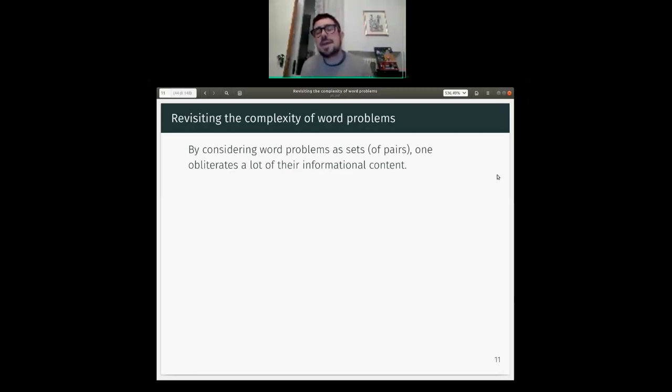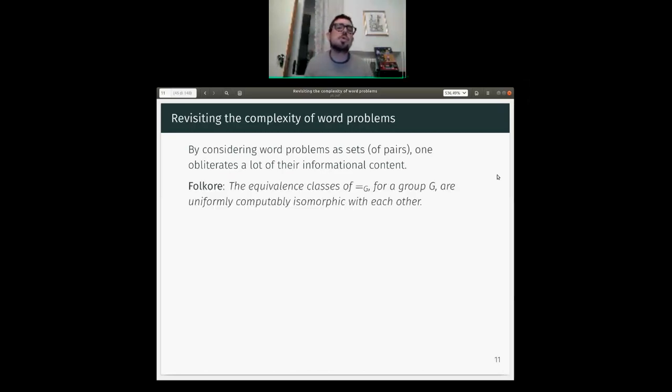Basically, the main point here is that if you consider word problems only as sets, as we are doing here, a set of pairs, you basically obliterate a lot of their informational content. So why is that so? Well, take this immediate observation. If you consider a recursively presented group, then consider two different problems. For a word U and for a word V, the first problem is deciding equivalence to U, and the second problem is deciding equivalence to V.